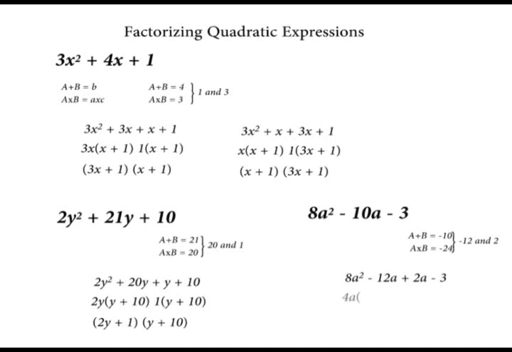Factorize 4a into 2a minus 3, then 1 into 2a minus 3. That gives us 4a plus 1 times 2a minus 3.